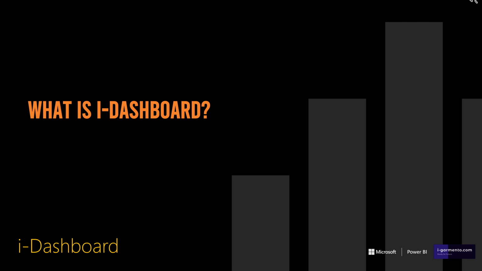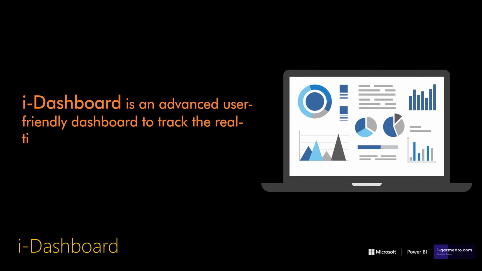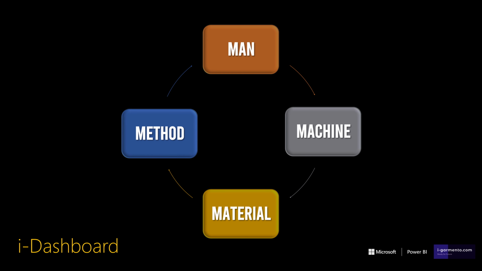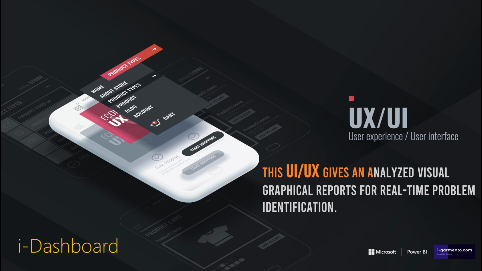What is i-dashboard? i-dashboard is an advanced user-friendly dashboard to track the real-time performance of the factory. It is designed especially for the garment industry to identify the production loss related to man, machine, material, method. This UI/UX gives analyzed visual graphical reports for real-time problem identification.